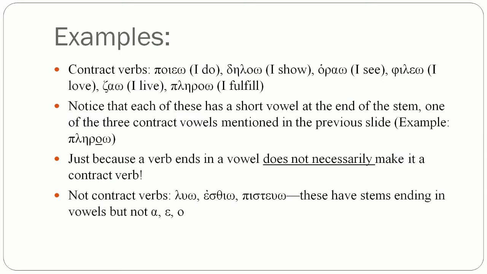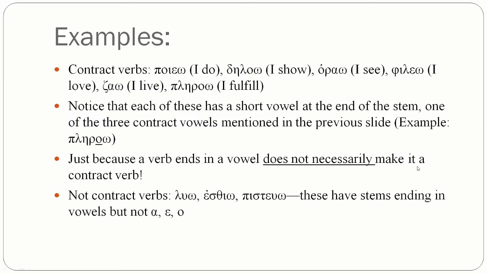Now, here are some examples of contract verbs. So I put up the example before, poieo, I make or I do. There's also some others, deloo, omicron contract, which means I show. Horao, which is an alpha contract, it means I see. Phileo, epsilon contract, means I love. Zao, there's another alpha contract, meaning I live. And plerao, another omicron contract, which means I fulfill.